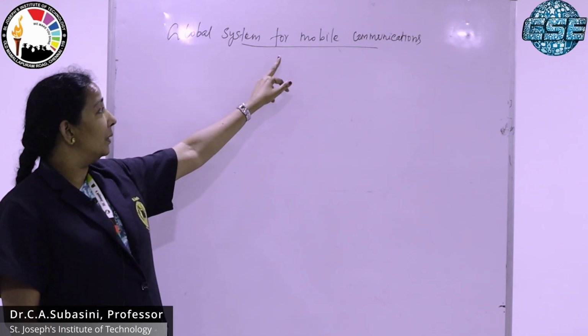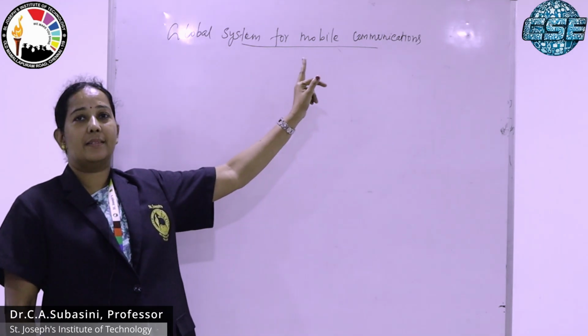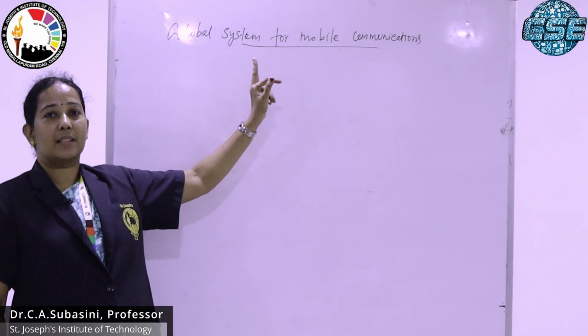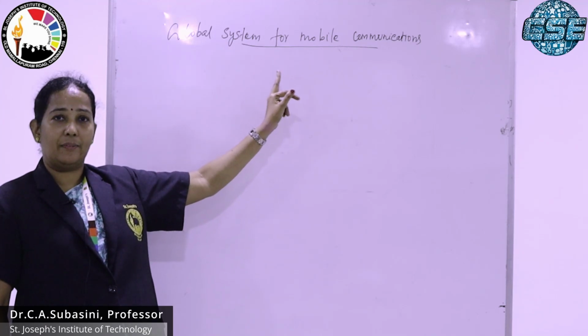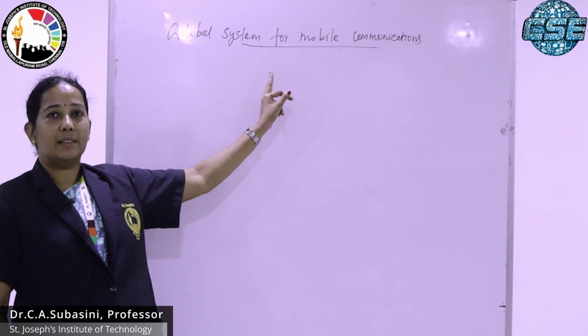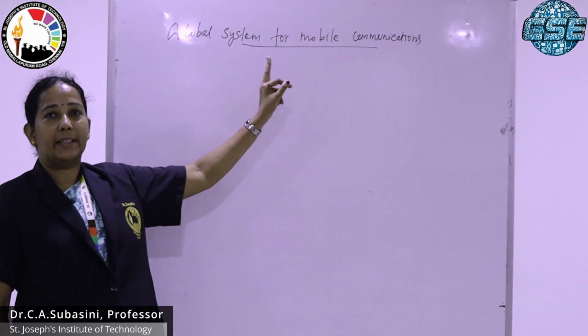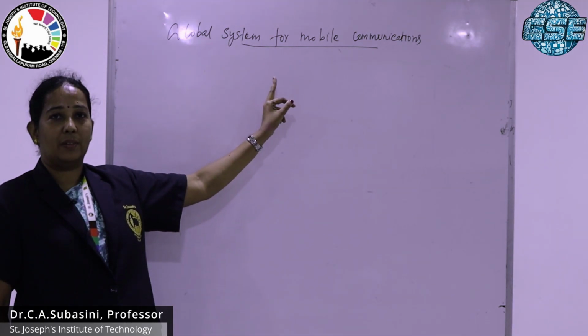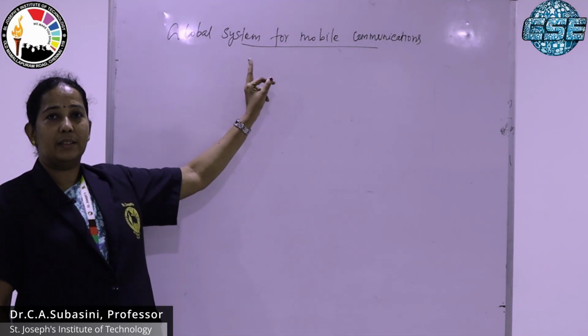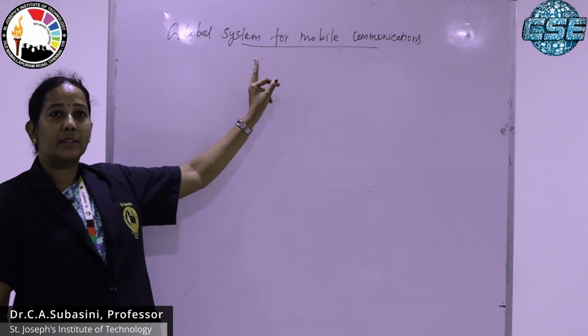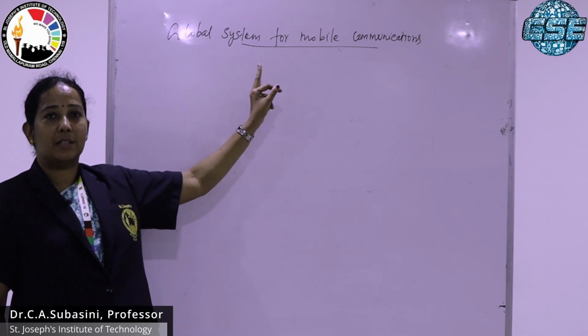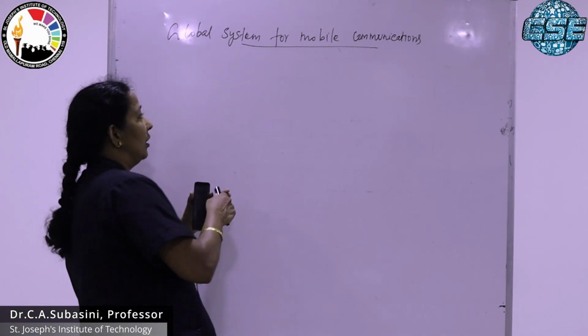I will discuss the Global System for Mobile Communication, that is GSM. GSM is a second generation technology. It will be available in India. In second generation, data and voice transmission is available. So in this GSM we have a 9.6 kbps speed available.